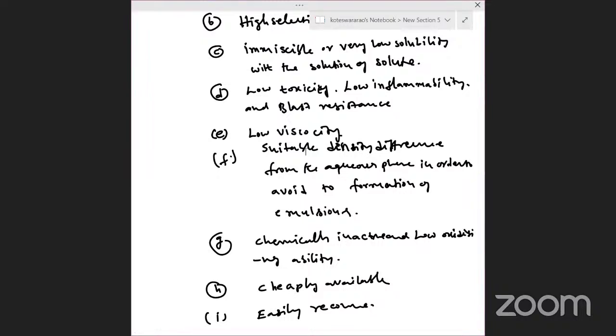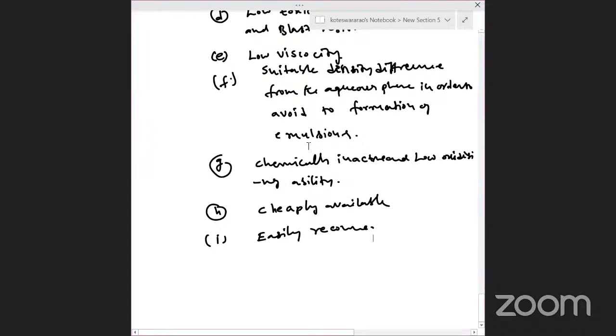Therefore, it should be highly selective, and immiscible with the solution of solute. That means immiscibility is an important phenomenon. Highly immiscible is preferable. Low toxicity, that is, it should not be toxic in nature, and low inflammability. That means it should not catch fire, or undergo any blasts or explosions. And low viscosity, and a suitable density difference should be maintained for the separation of solute from the solvent extraction. If water and other organic solvents have comparable densities, they form emulsions. Once it forms an emulsion, separation is difficult.